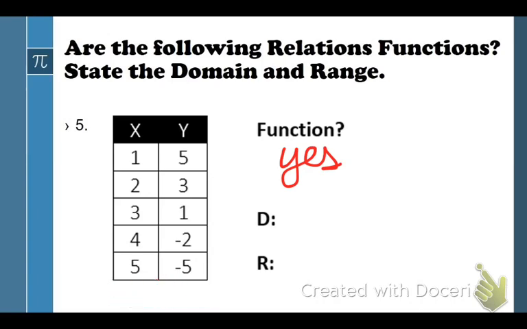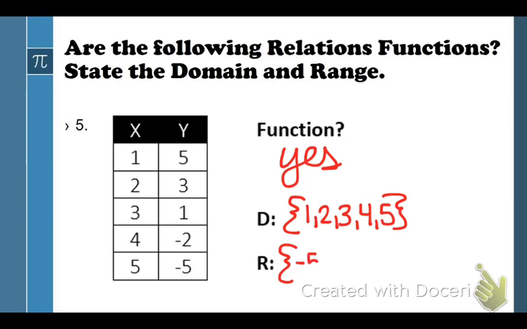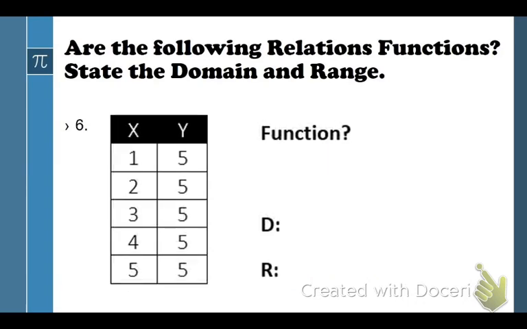So it is a function as of now, and the domain is 1, 2, 3, 4, and 5. And the range, remember in numerical order, we're going to do -5, -2, 1, 3, and 5. Beautiful. Do number 6 on your own. Go. Write down what you think, and we'll talk about it.